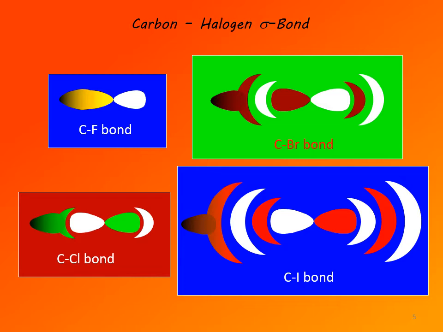So qualitatively, when we examine these four bonds, you would expect carbon-fluorine to be strongest and shortest, and then carbon-chlorine a bit weaker and longer, carbon-bromine noticeably weaker and longer compared to carbon-chlorine, and carbon-iodine the weakest and the longest bond.